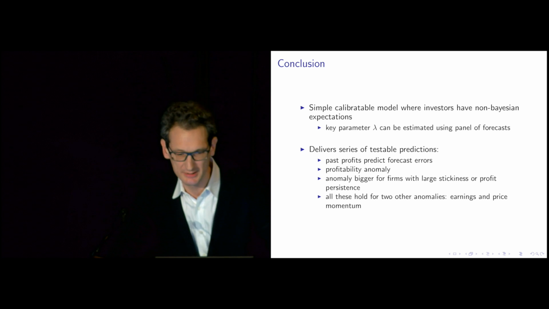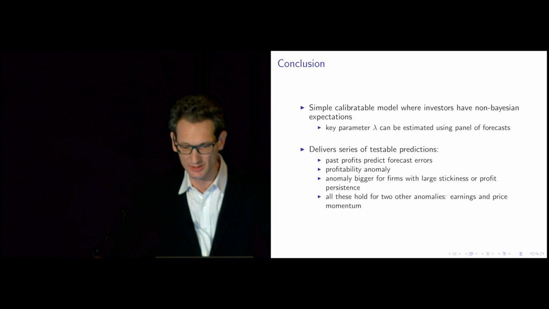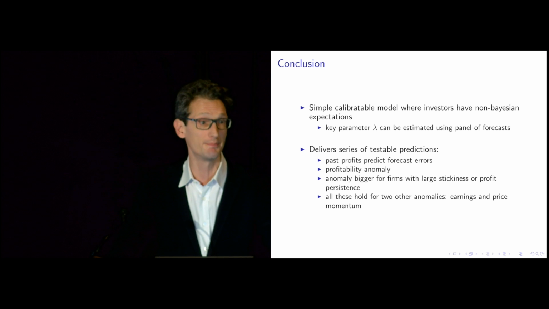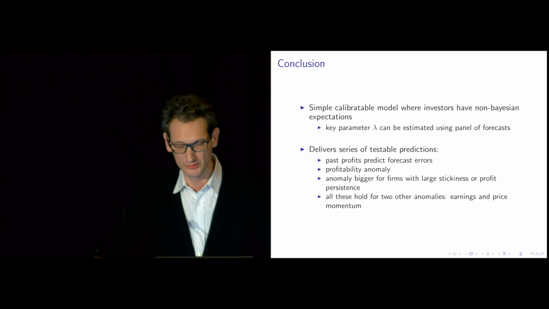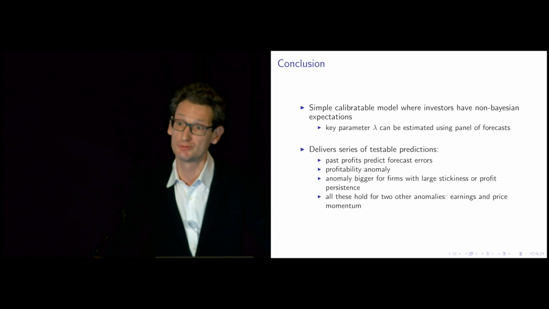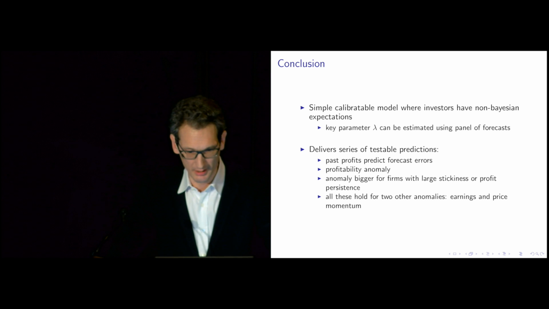So what we propose here is a simple calibratable model where investors have non-Bayesian expectation, and the key parameter lambda can be estimated using a panel of forecasts. So the ideal data would have forecasts by investors, which we don't have, unfortunately. And the model delivers a series of testable predictions.